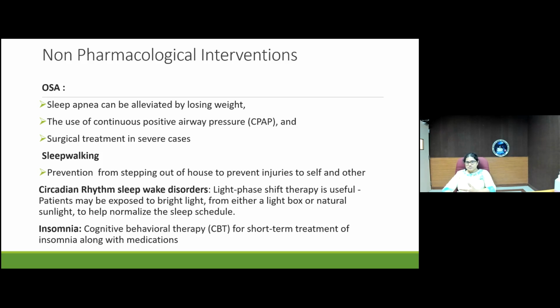In circadian rhythm sleep-wake disorders, light phase shift therapy has been useful. When there is difficulty in falling asleep, which can be due to jet lag or shift work, exposure to bright light during the time one stays awake, or if somebody has difficulty falling asleep at night despite working during the daytime, exposure to natural light is also helpful to normalize the sleep schedule.